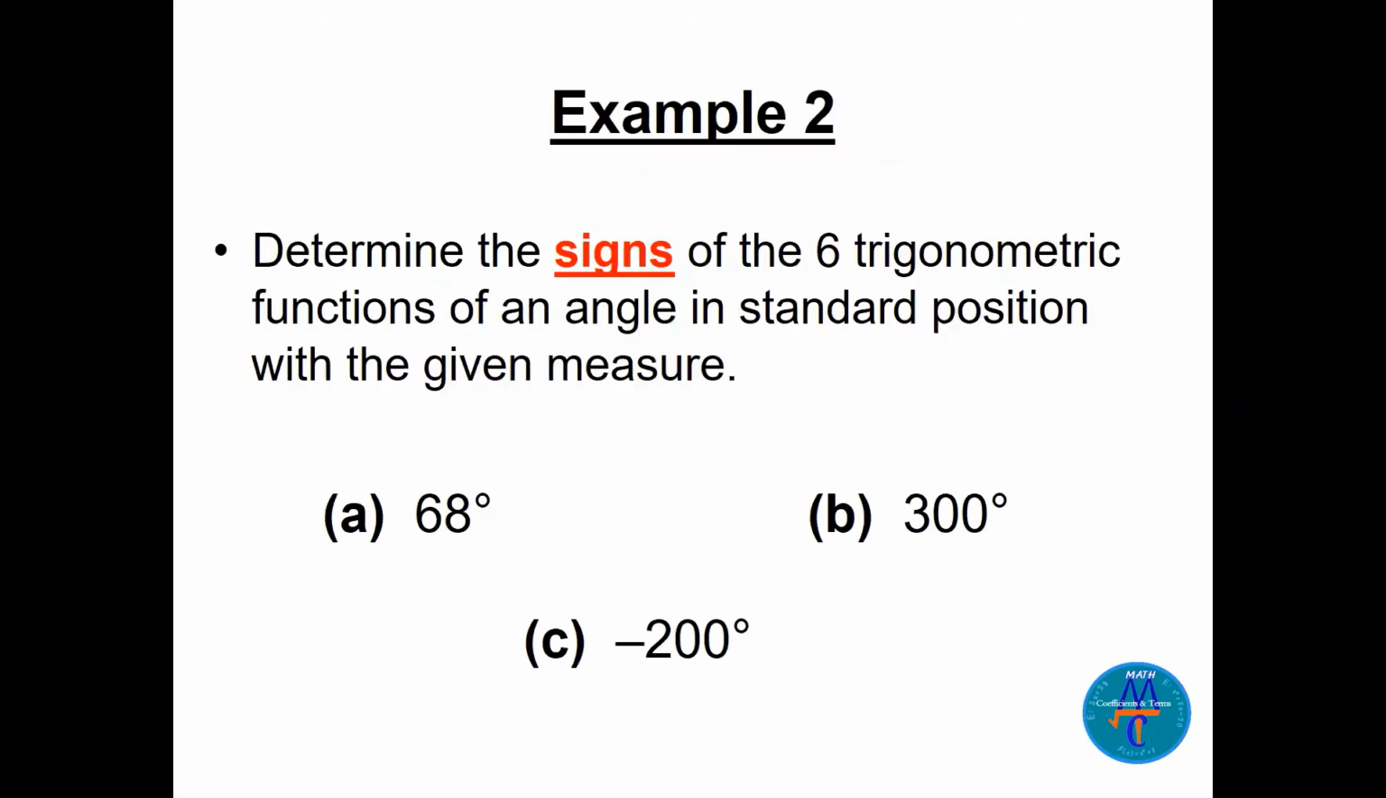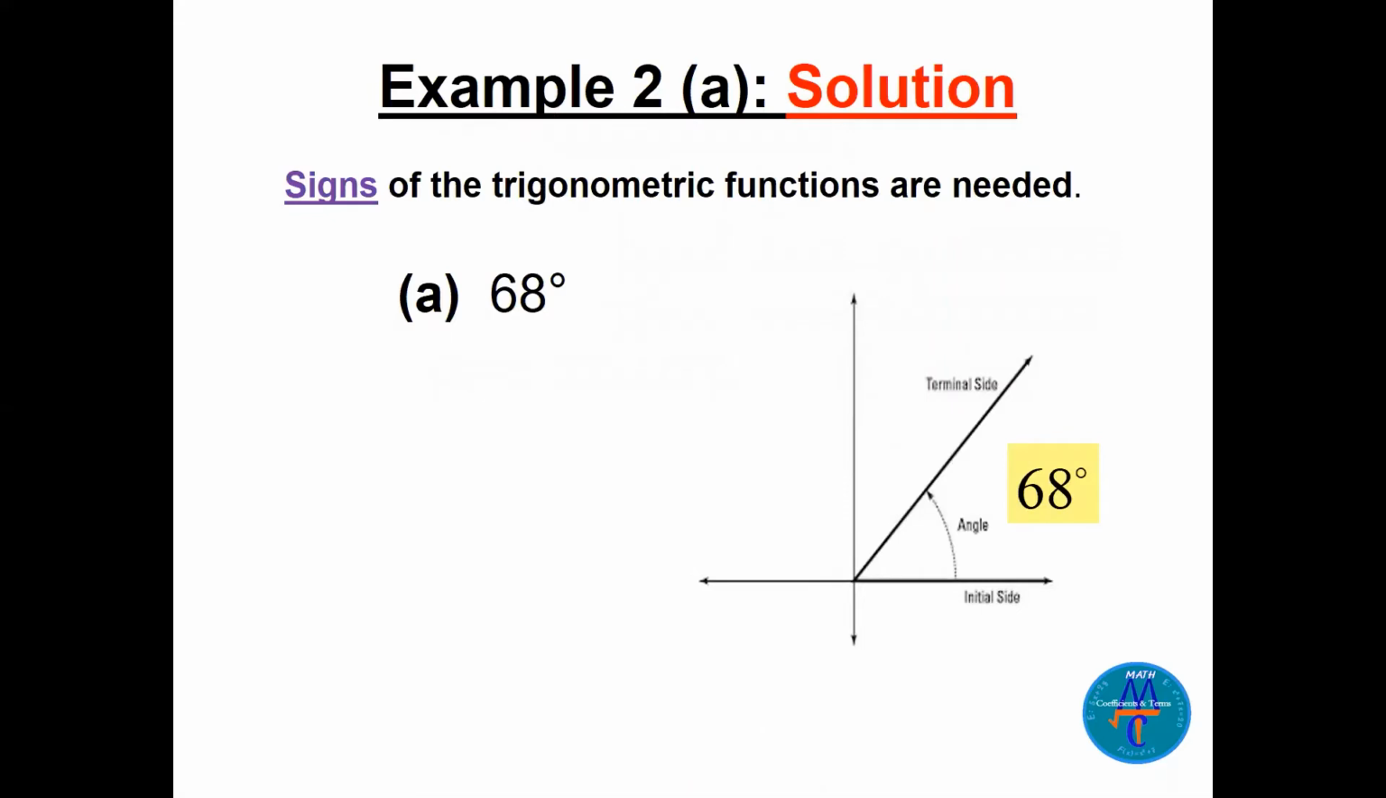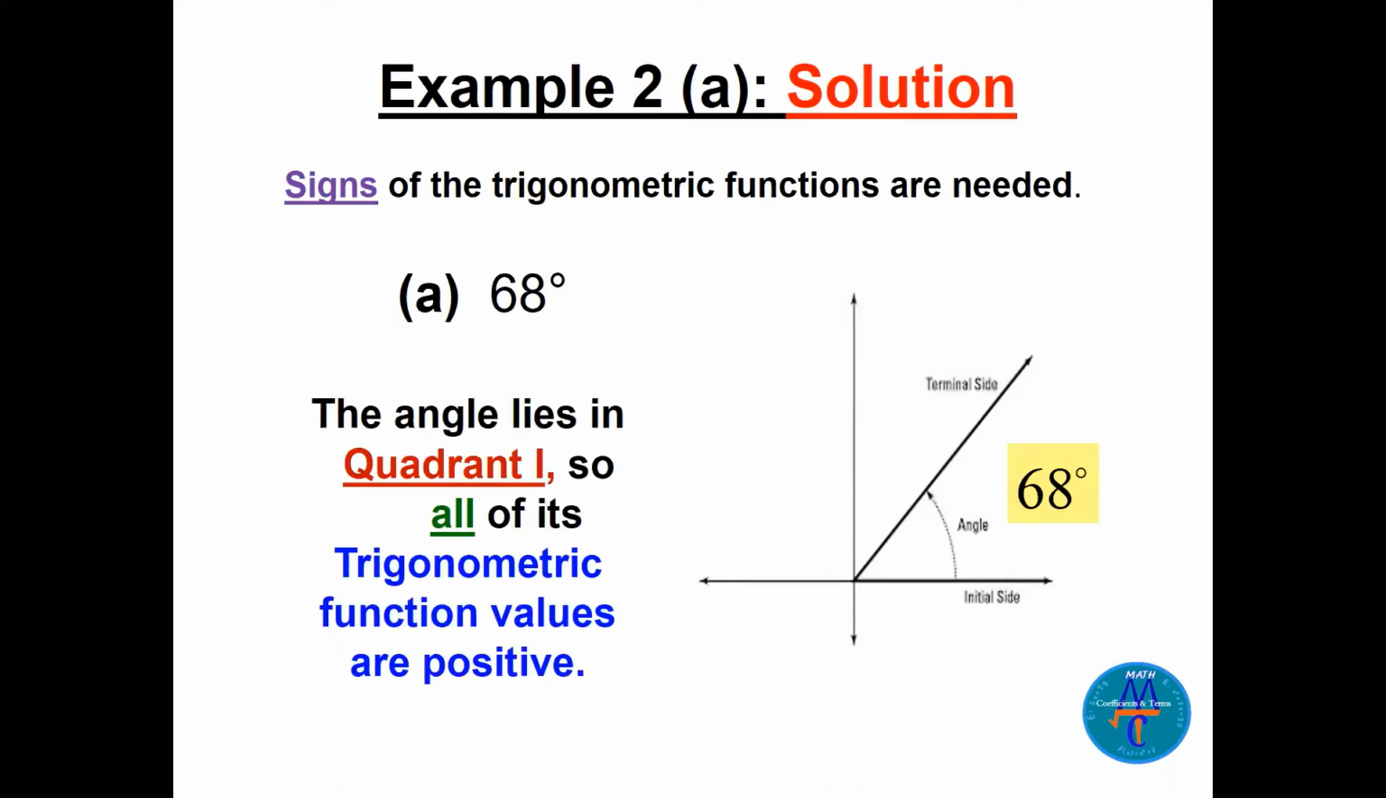Now, in example 2, determine the signs of the 6 trigonometric functions of these angles: 68 degrees, 300 degrees, minus 200 degrees. Let's see the first one. It's easy. 68 lies in quadrant 1. So all the functions, sine 68, cosine 68, tan, etc., will be positive.